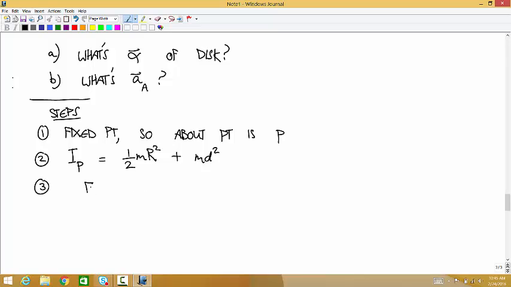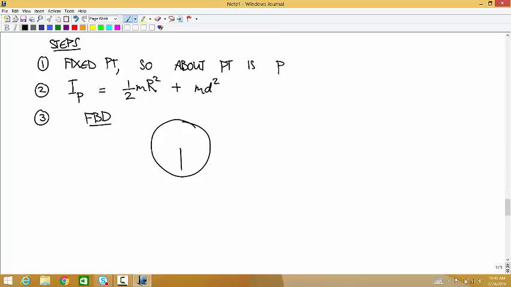Third, a free body diagram. Looks like this. You have the weight acting down. You have a pin there. Call that R. And then you also have an external couple. It's negative, so it's clockwise, of 100 Newton meters.